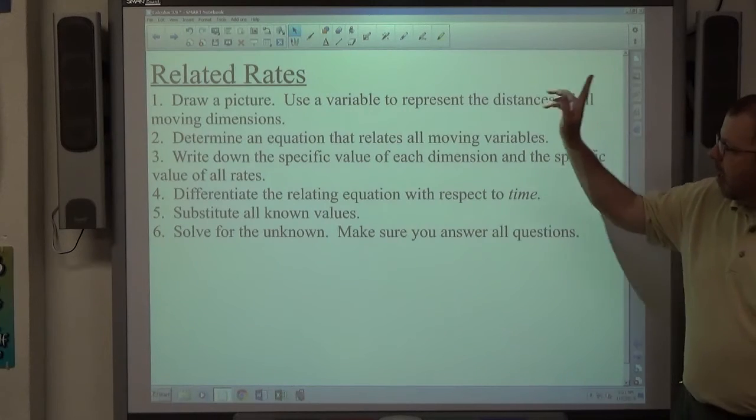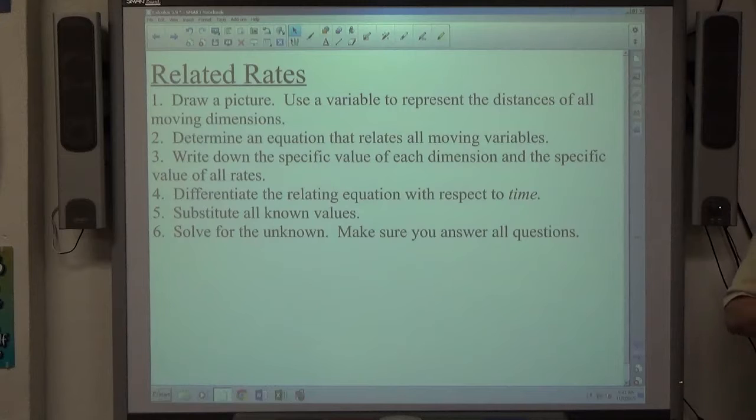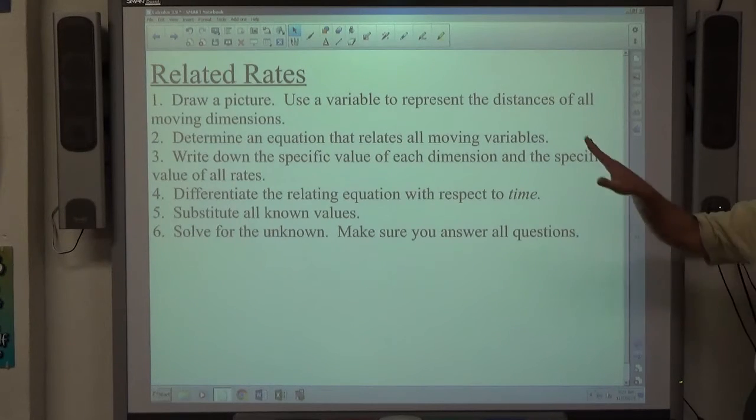All right? Determine an equation that relates all moving variables. This means that any equation from geometry that's true can be used. If you have a right triangle, the Pythagorean Theorem is allowed. All right? If you have, let's say, a triangle, area is equal to 1/2 times base times height. If you have a cube, volume equals length, or whatever the dimension is, cubed, right? Surface area is 6x squared. All these formulas that we can come up with specifically about these figures. So any geometric figure or property that you've learned throughout the years is allowed to be used to relate the variables. That's what step 2 is.